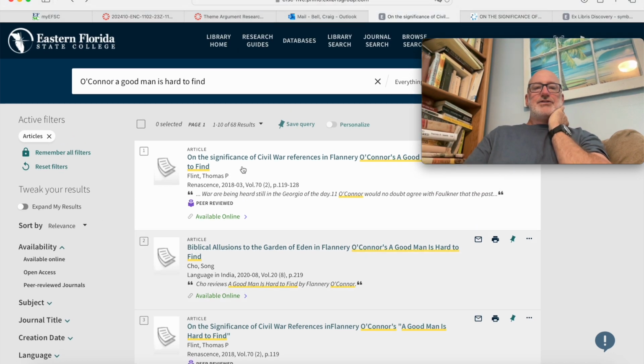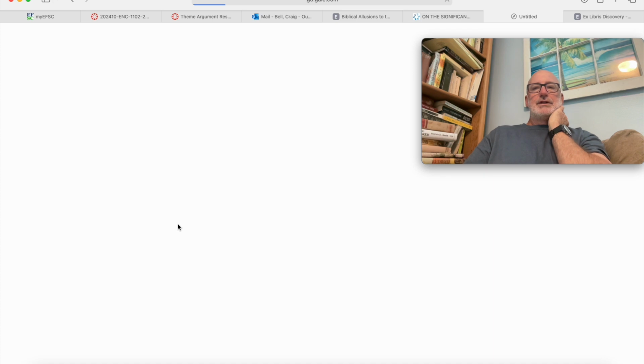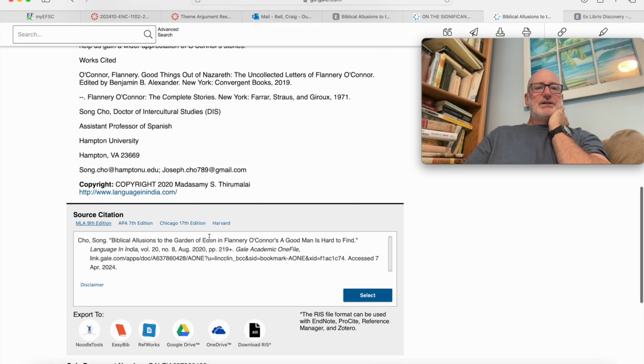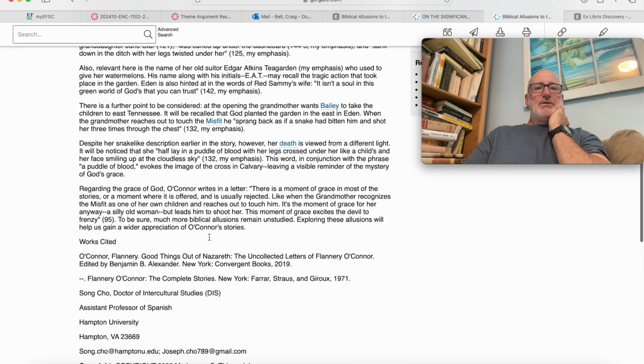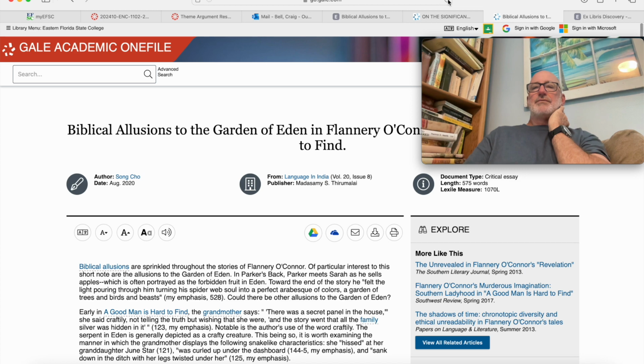So I have "On the Significance of Civil References." I have biblical allusions. This is a lame article. I'll show you that real quick. If I go here, it pops up the article. I clicked on the article. I go here into Gale Academic OneFile. So this pops up, and it has this article, but it's literally not even a page. It is really not very good at all. So I'm not going to use that.